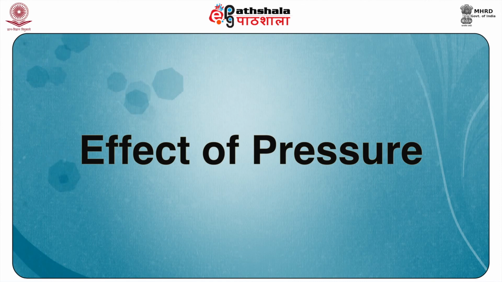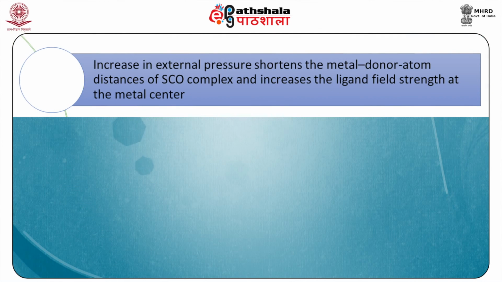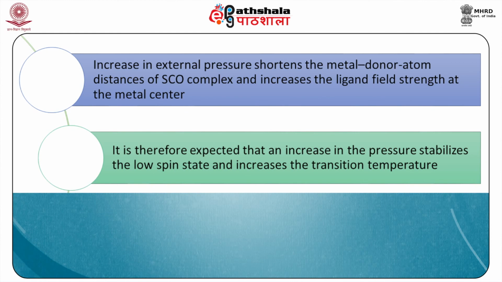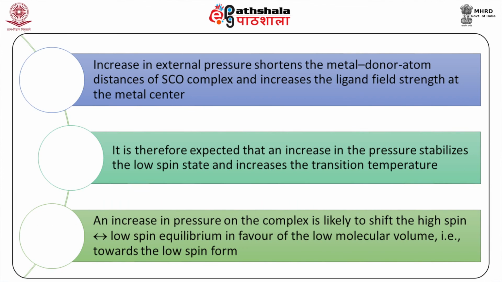Effect of pressure. Increase in external pressure shortens the metal donor atom distances of spin crossover complexes and increases the ligand field strength at the metal center. It is therefore expected that an increase in the pressure stabilizes the low spin state and increases the transition temperature. An increase in pressure on the complex is likely to shift the high spin to low spin equilibrium in favor of low molecular volume, that is, towards the low spin form.